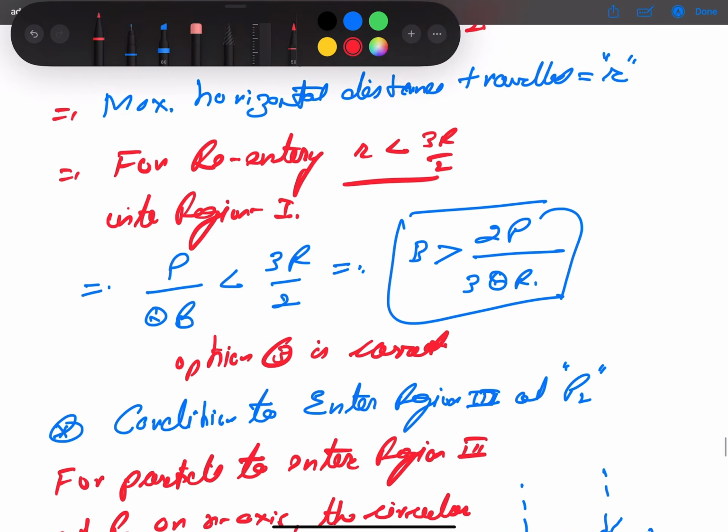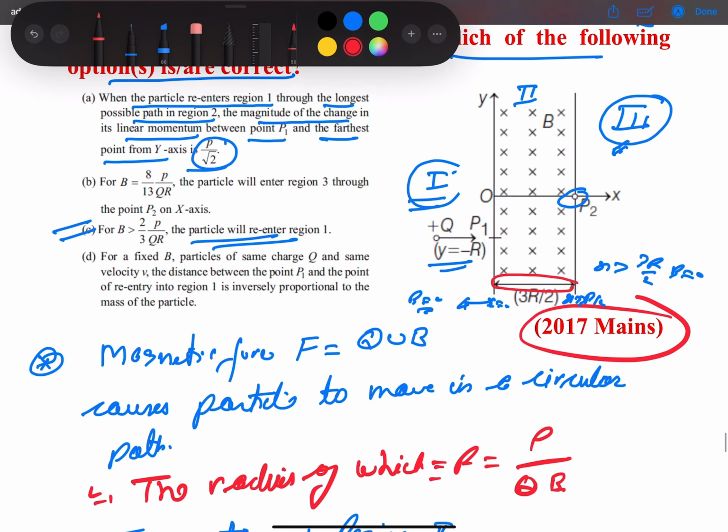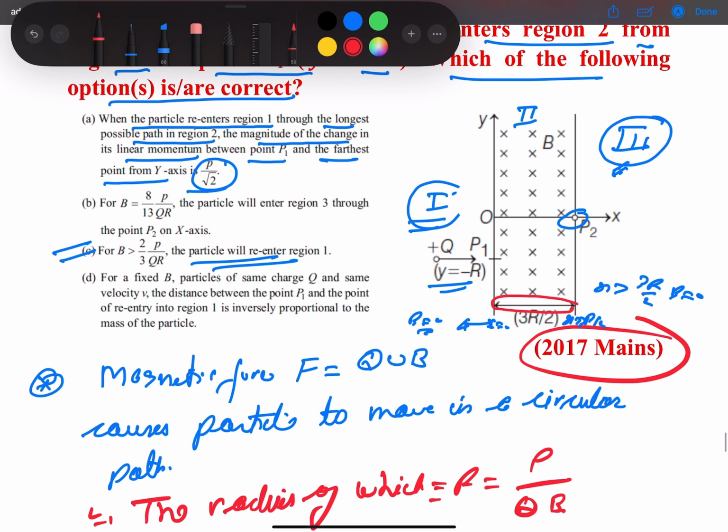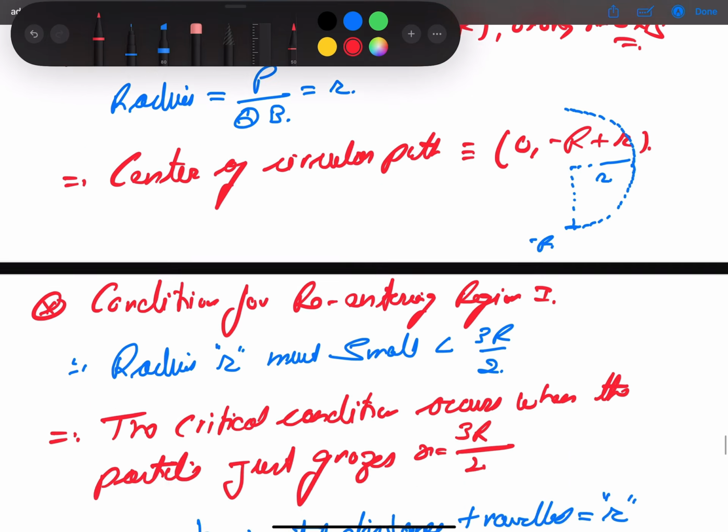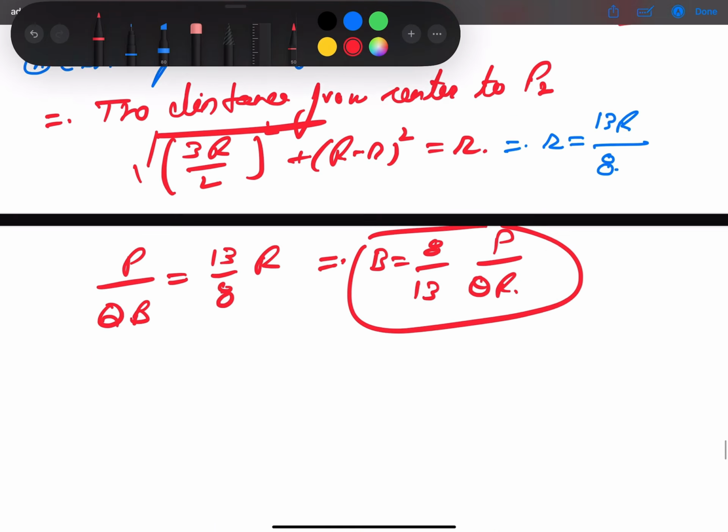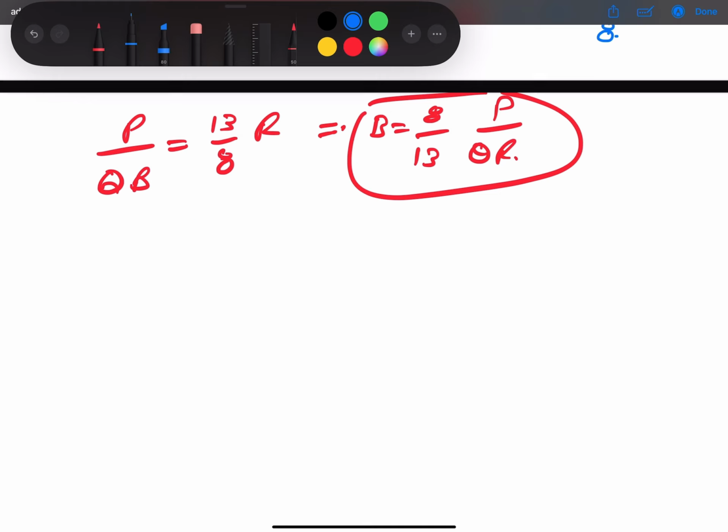So let us check. Yeah, so option number B is the correct option. Option B is correct.